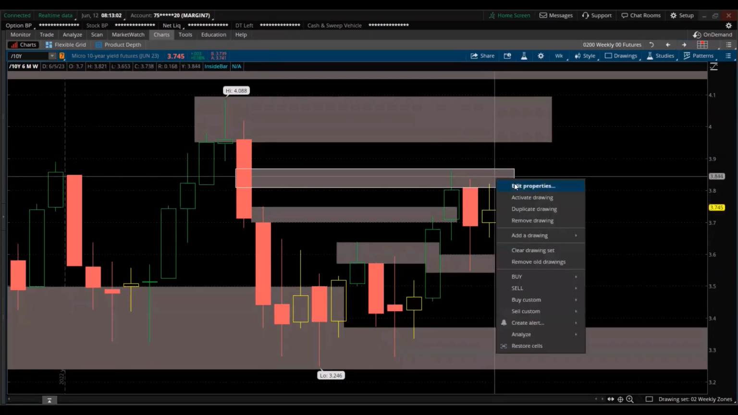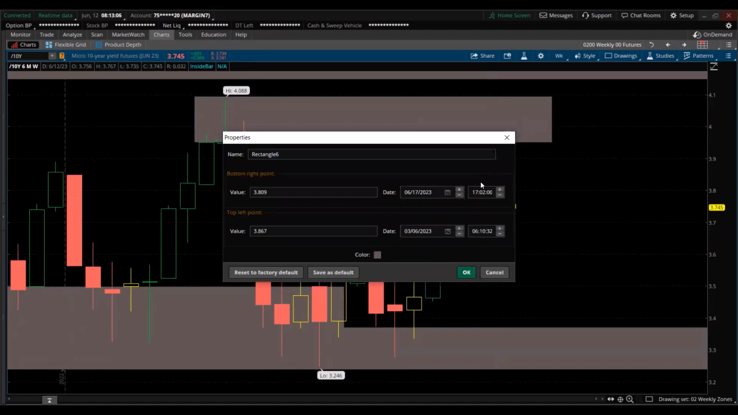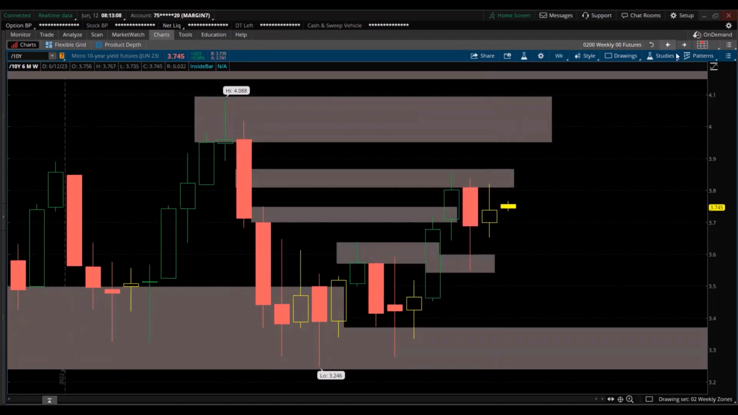Let's extend this out a little bit more. Nope, leave it there. Again, be looking for the trade signals off the faster time frame.